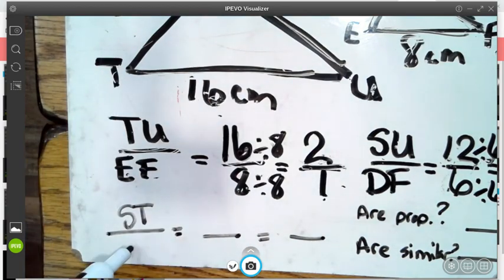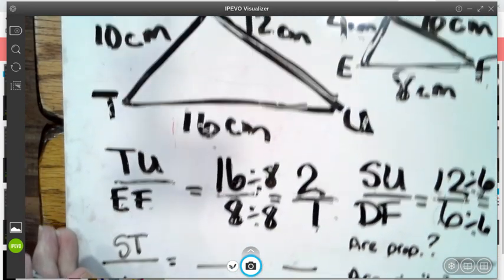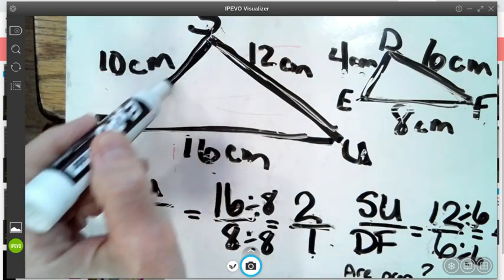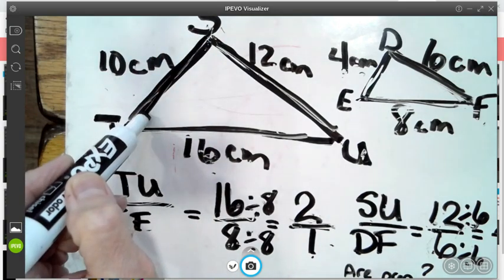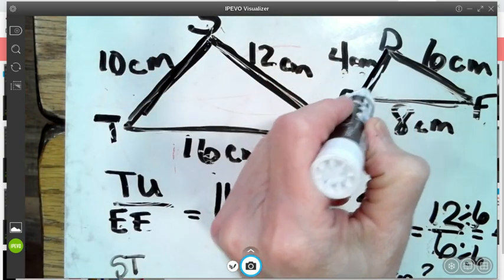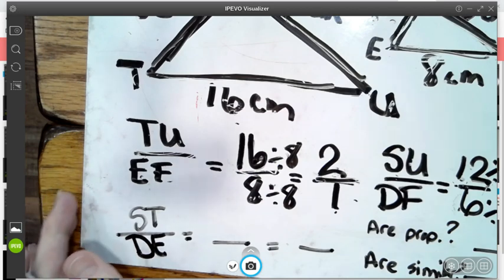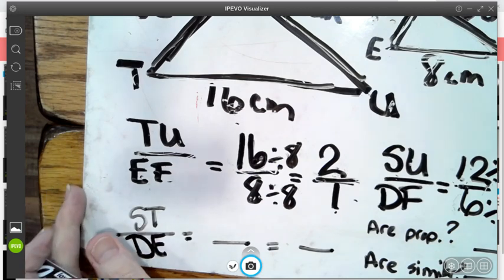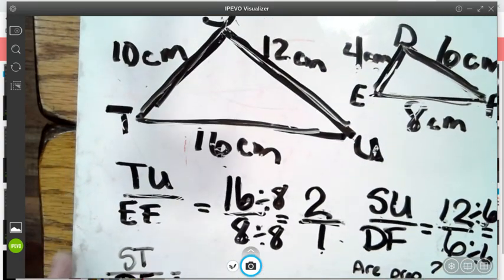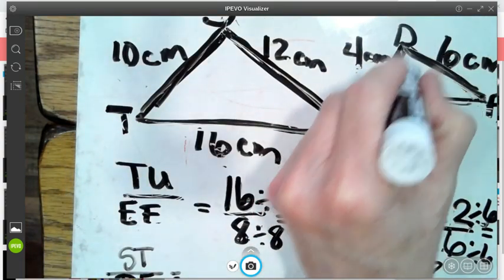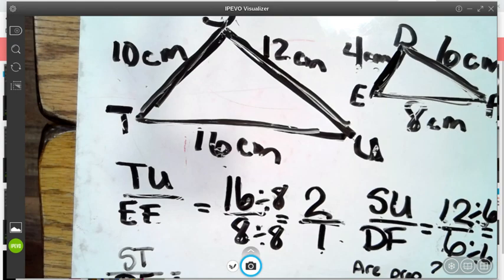ST, and it corresponds with which side? Up on the triangle, ST is in the same spot as DE. So I'm going to say DE. Now, if you call it ED, that's okay too. You can call it either one. DE, ED. Saying the same side. It's still talking about this side. DE, ED.